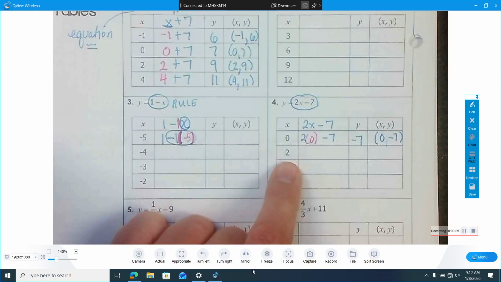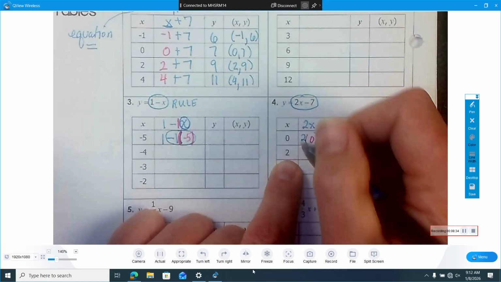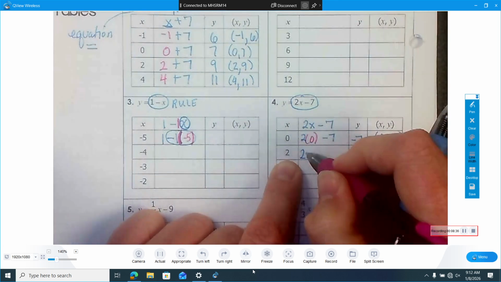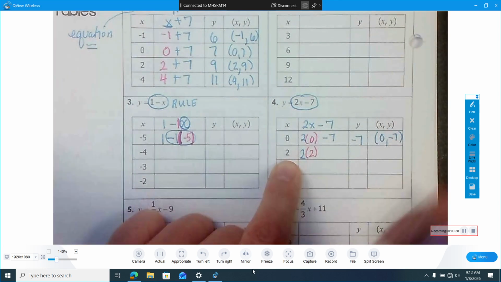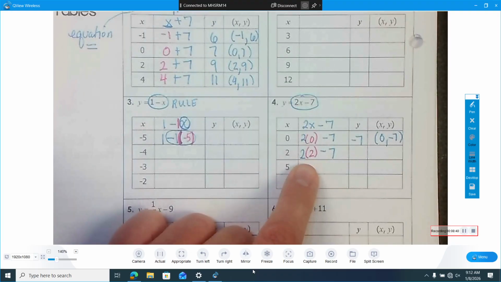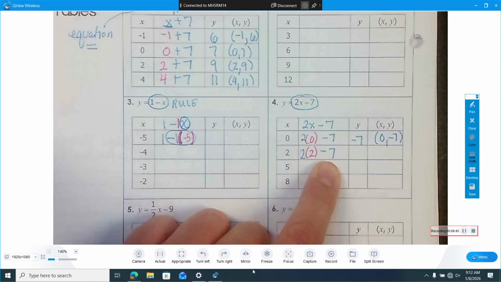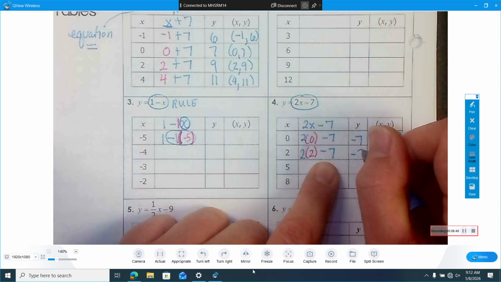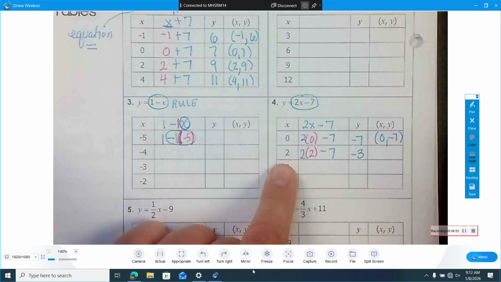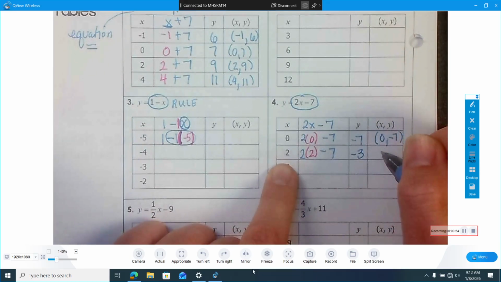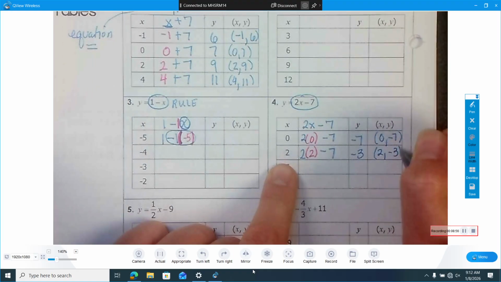Now I'm going to plug in what? The 2, thank you. So I have a 2 in front. Now the x gets replaced with a 2, and then I have to subtract 7. So this becomes 2 times 2, which is 4 minus 7. -3, very good. What's my ordered pair? 2, -3, beautiful.